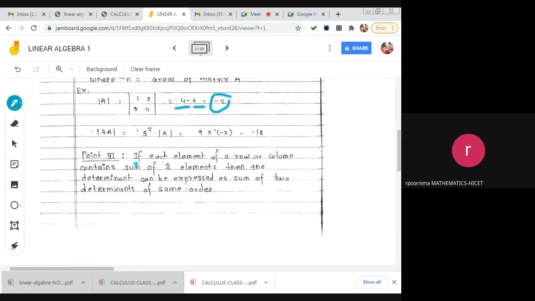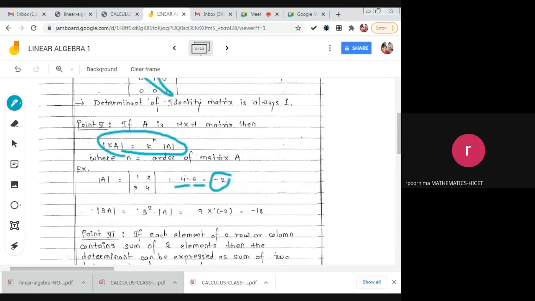The next one: if each element of a row or column contains the sum of two elements, then the determinant can be expressed as the sum of two determinants of the same order. So I'm repeating, if each element of a row or column contains the sum of two elements, then the determinant can be expressed as the sum of two determinants of the same order.